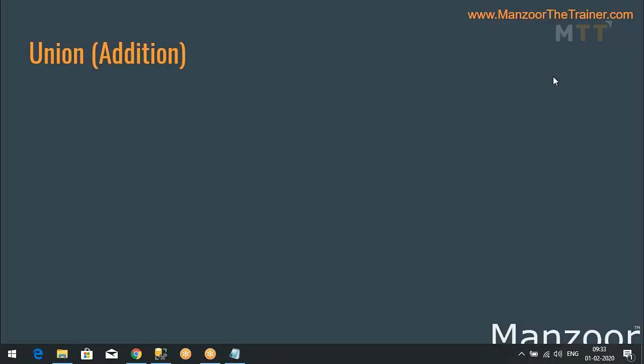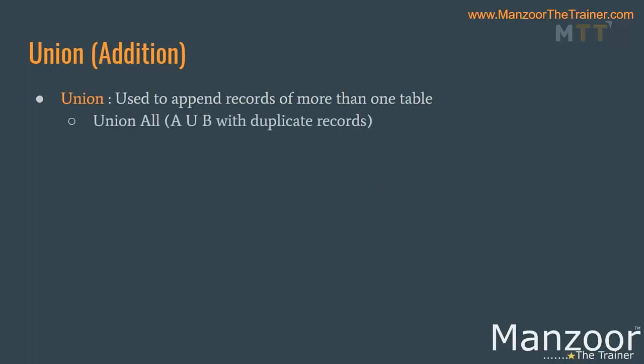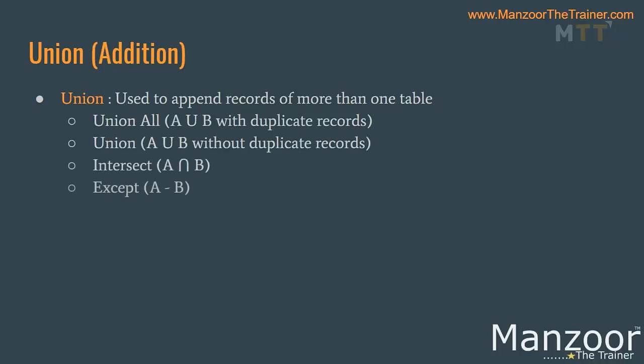Say, for example, union is used to append records from more than one table. We have a few unions: union all, union, intersect, and except. We will understand one after the other.